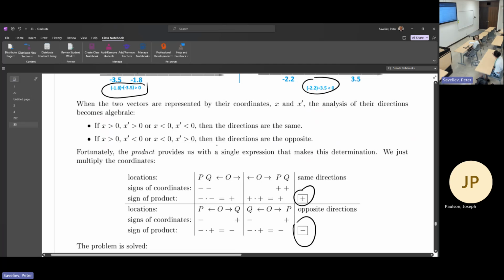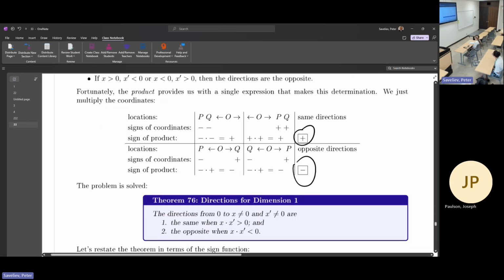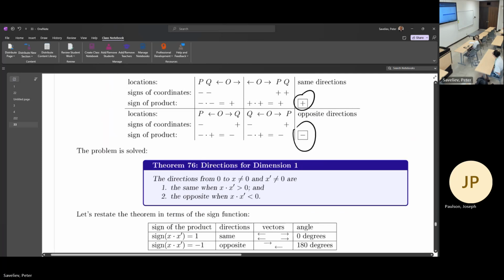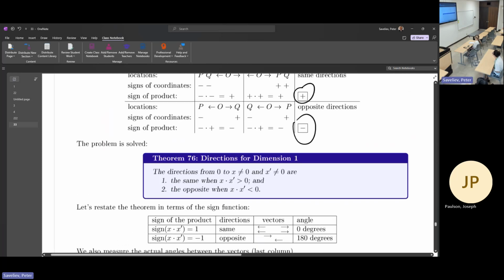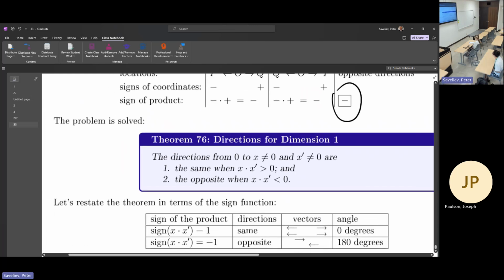Okay, so once again, as you can see, the magnitude does not come into play, only the sign that comes out, and it tells us which way it is. So the directions from the origin to x and x prime, not equal to 0, otherwise they are undefined, are the same when the product is positive and opposite when the product is negative. Okay. So once again, yet another illustration right here. So it is actually the sign.